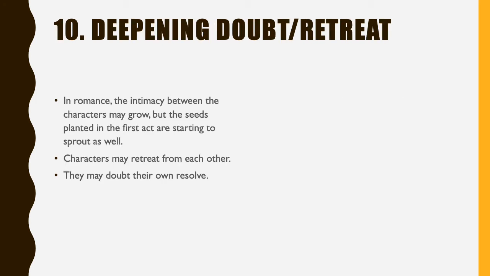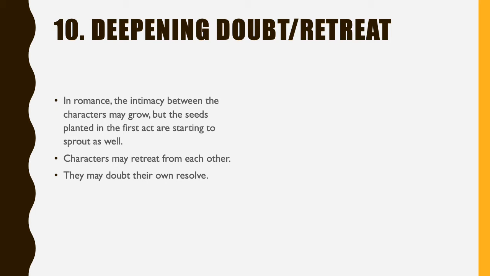Next, we have Deepening Doubt or Retreat. In romance, the intimacy between the characters may grow, but the seeds that you planted in the first act are starting to sprout as well. So all of the characters' damage is coming to the forefront now. All of their past, their emotions, the things that prevented them from finding happiness before this novel are showing up now.